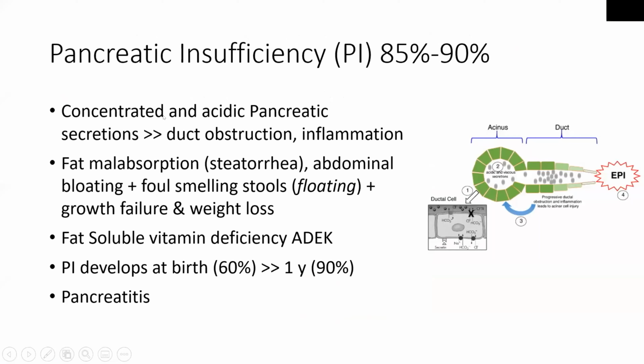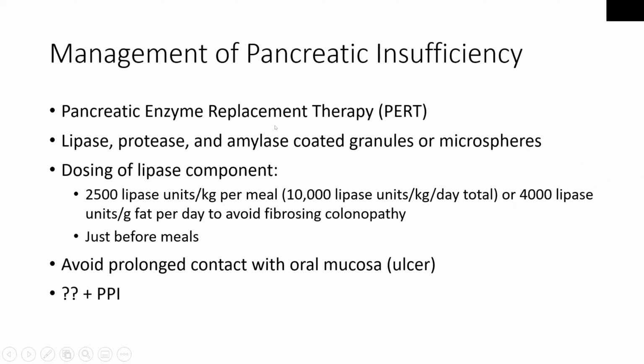The pancreatic insufficiency occurs because the pancreatic ducts become obstructed and inflamed from the abnormal pancreatic secretions due to the CFTR absence or malfunction. And this decreases or prevents pancreatic secretions from reaching the small intestine and causes fat malabsorption, responsible for the steatorrhea, the abdominal swelling, the bulky and foul-smelling stools, and of course, weight loss and growth failure and fat-soluble vitamin deficiencies. Pancreatic insufficiency is of course managed by pancreatic enzyme replacement therapy. And the dose is identified by kilogram or by the gram of fat intake per day.